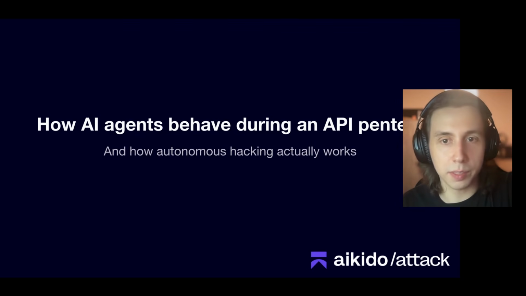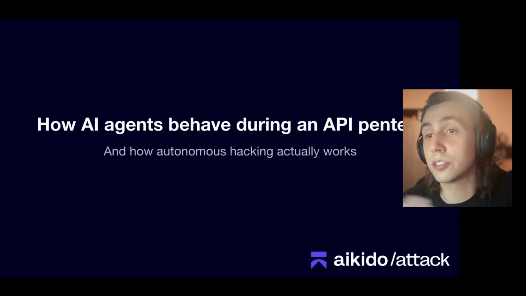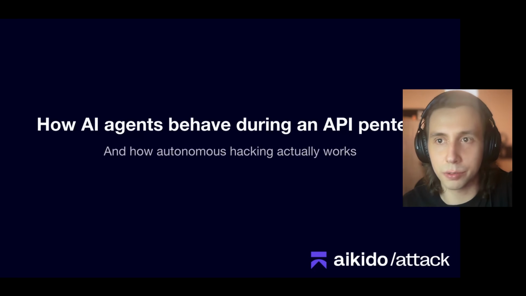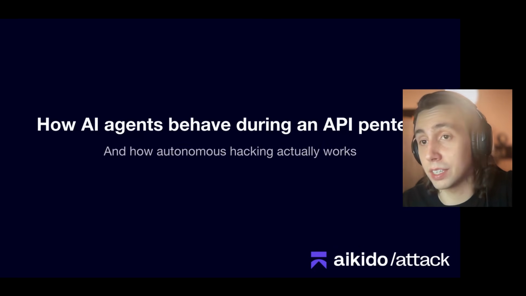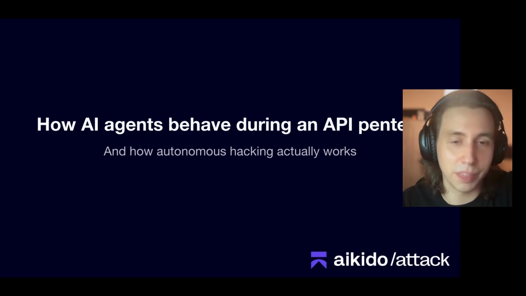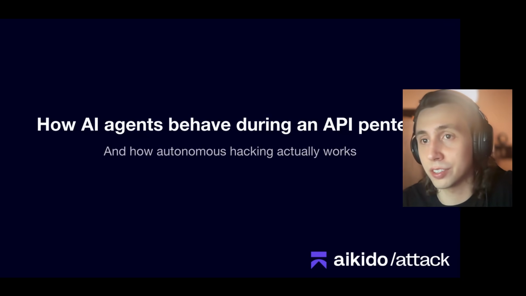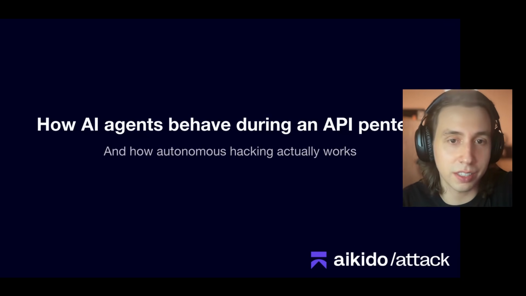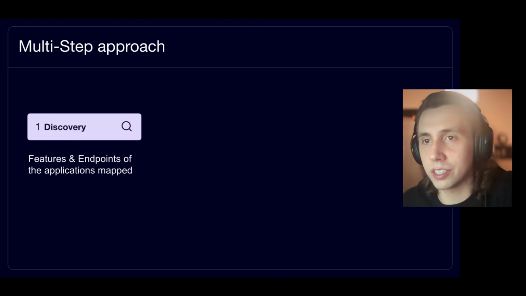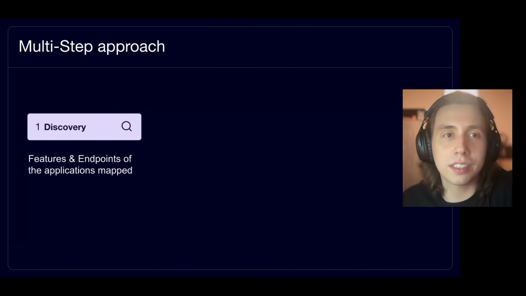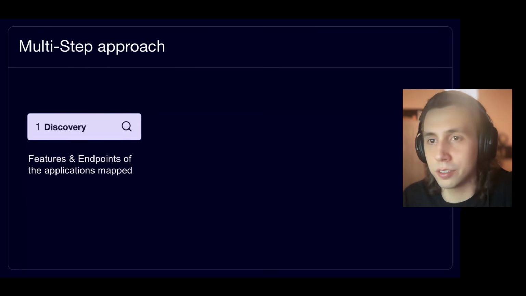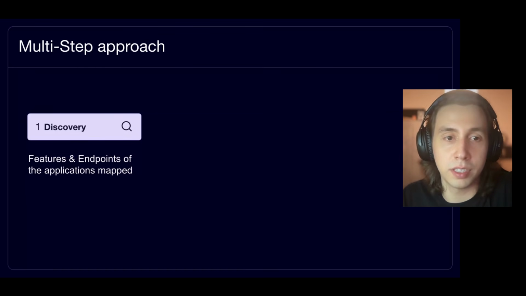The talk was mostly going through how the agents doing the AI pen test work, how they hack websites, how they behave during it, and the challenges we faced while building them. The first part is about how the agents actually work on these targets. The very first step is to understand what they need to attack: what are the different places they need to try payloads on and find vulnerabilities in?